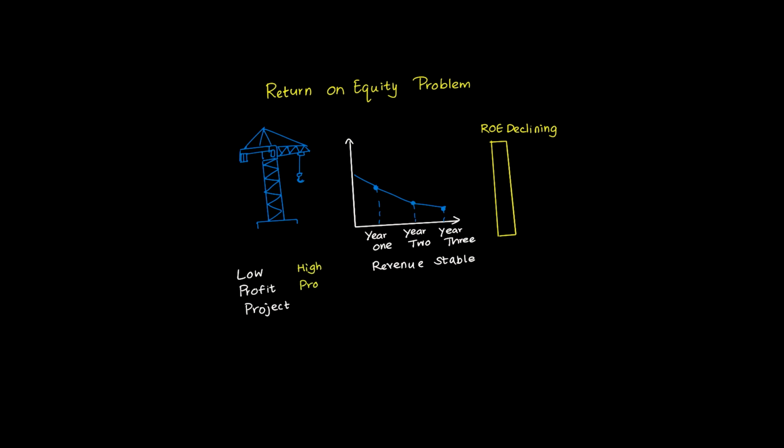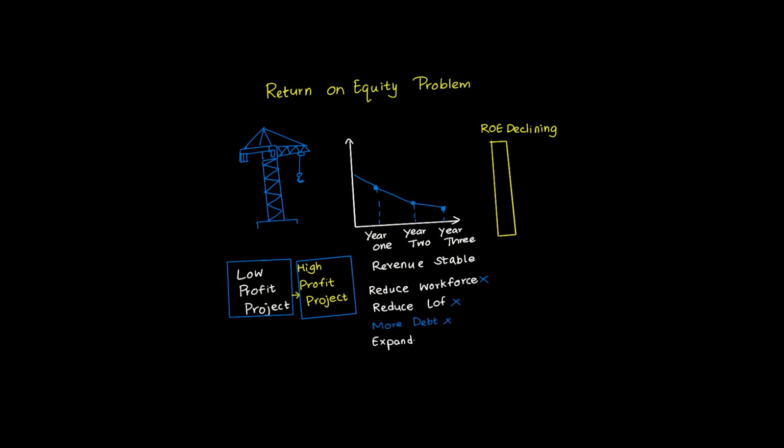Construction companies don't have to accept every project that comes their way. Some projects have thin profit margins due to intense competition or difficult conditions. Others offer much better returns because of specialized expertise or favorable terms. By being more selective and choosing projects with higher profit potential, the company directly addresses the profitability problem.